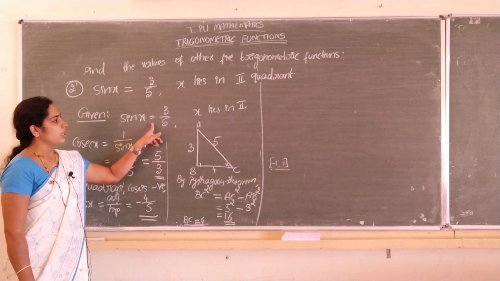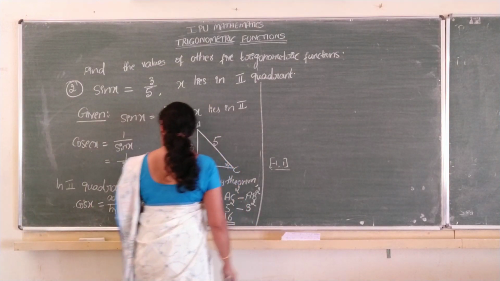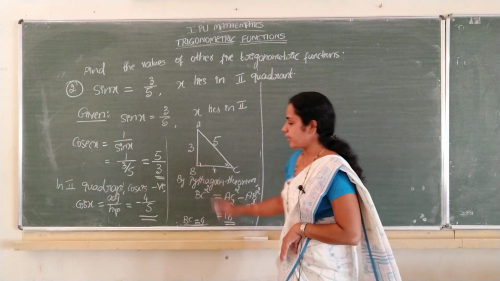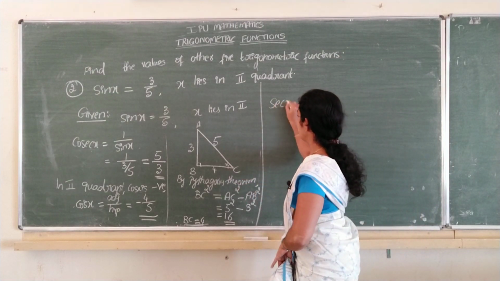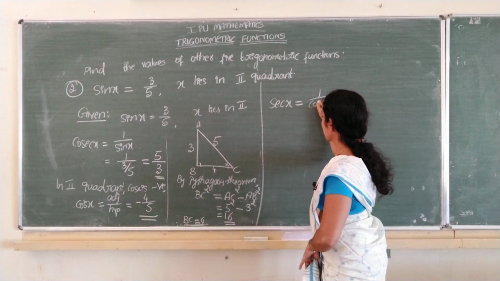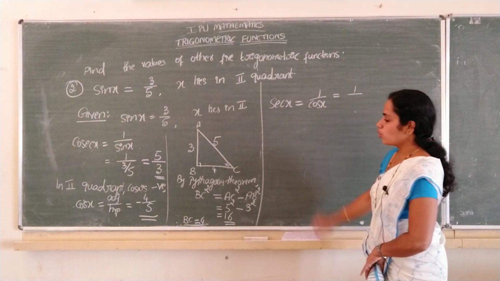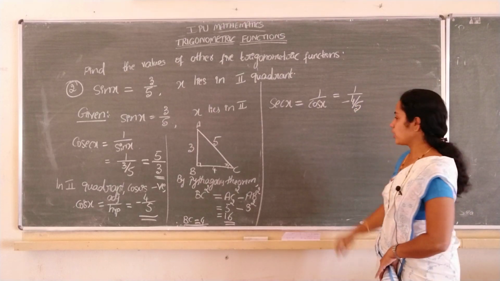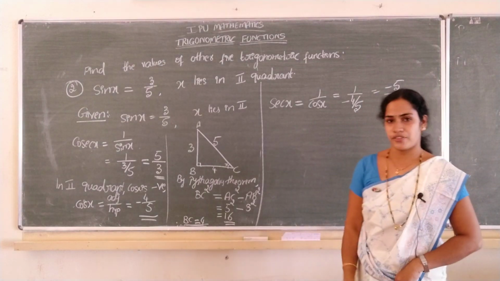Cosec and secant x, then the range is the set of all real numbers, so it can take any value. Now we have cos x, so directly we can find secant x. What is secant x? Secant x is 1 by cos x. What is the value of cos x? Minus 4 by 5. So this is minus 5 divided by 4.